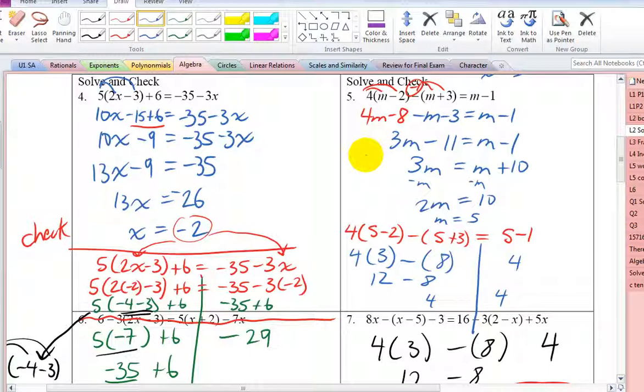Okay, any questions? Wait, I think there's 5 questions for solve and check. Suck it up and do it. Don't whine about it. Get it done. Okay, homework time. Go.